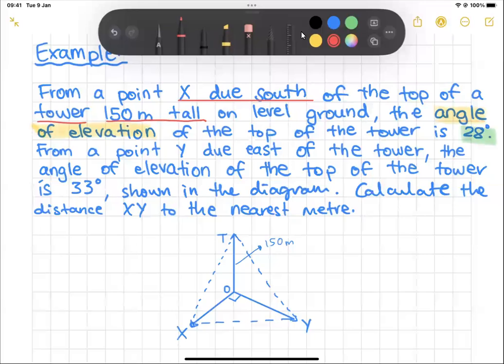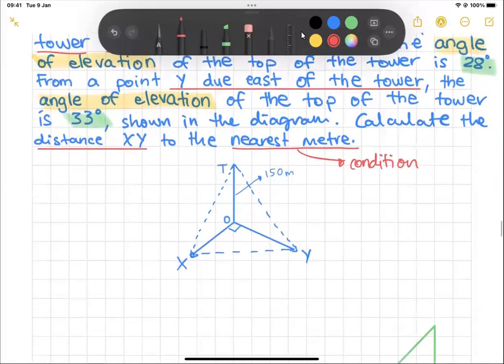Then for point Y, it needs to be east of the tower. The angle of elevation for point Y is 33 degrees. What we're trying to answer is to calculate the distance XY. And this is our condition here: to the nearest meter.